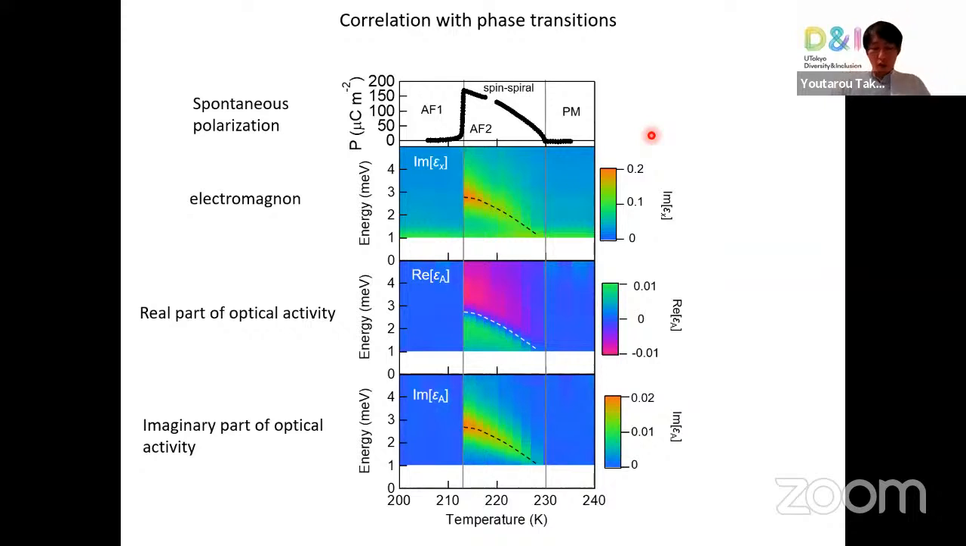So we can check the correlation with the phase transitions. This horizontal axis is the temperature, and these are the color-coded spectra of electromagnon and optical activities, real part and imaginary part. We observed a clear resonance of the optical activity only in the spin spiral phase. In other phases, this optical activity disappears. And at the resonance of the electromagnon, we observe the enhanced optical activity.